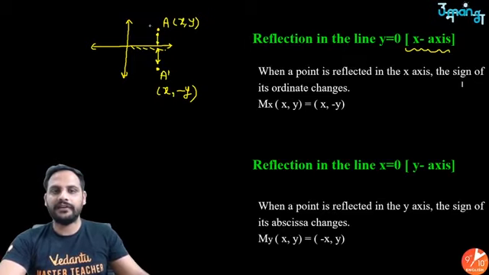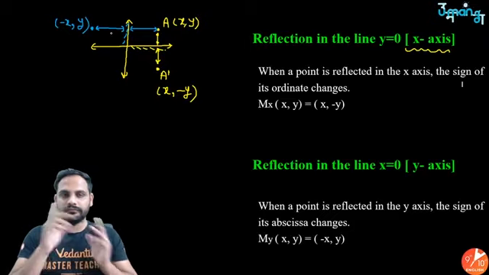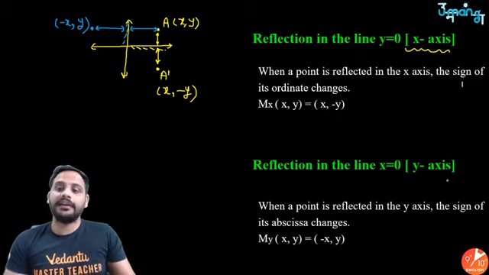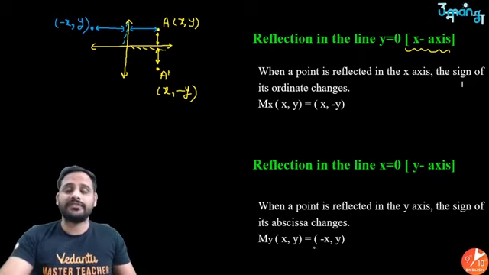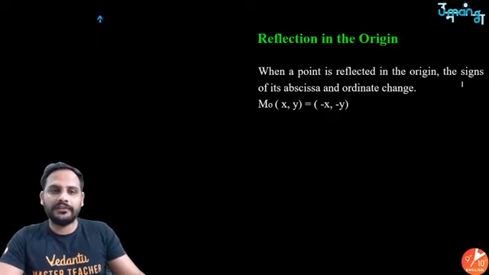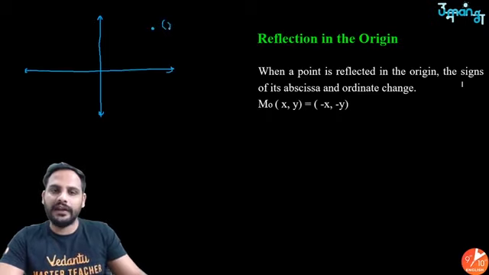Then reflection under y-axis. Let's say whatever this distance is under y-axis, the same will be this distance over here. So this is the image. Now here, as you can see, the y coordinate is the same, but the x coordinate has become negative. So if we do reflection under x-axis, the y coordinate changes sign. If we do reflection under y-axis, the x coordinate will change its sign. After that, reflection under origin. If we do the reflection under origin, what does it mean? Suppose I have a point over here which is x comma y.